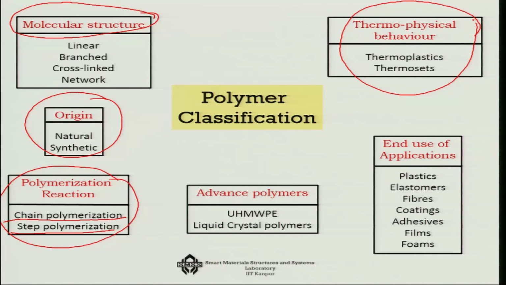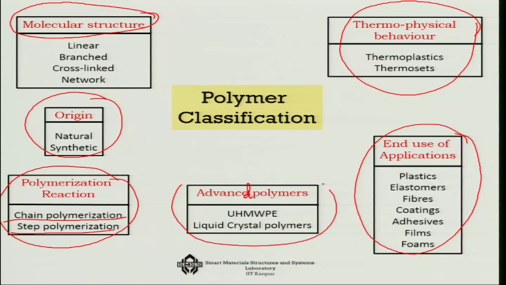Then in terms of the applications, there are end use applications of polymers, that is also another way of looking at polymers, and there are some polymers which are advanced polymers. So these advanced polymers, like UHMWP or liquid crystal polymers, are some of the advanced versions of the polymers. So let us try to look at them one by one.